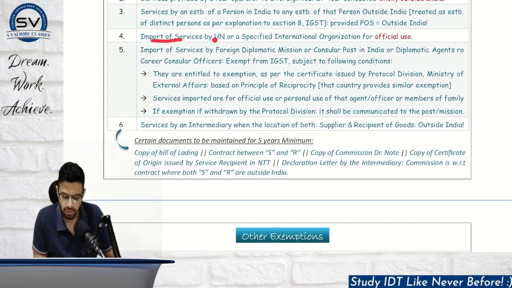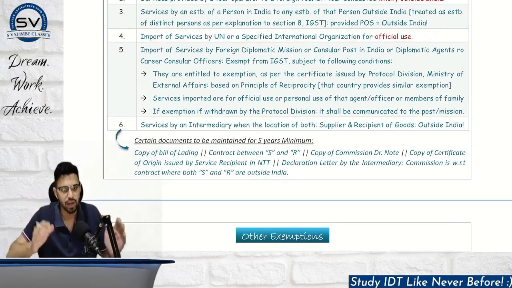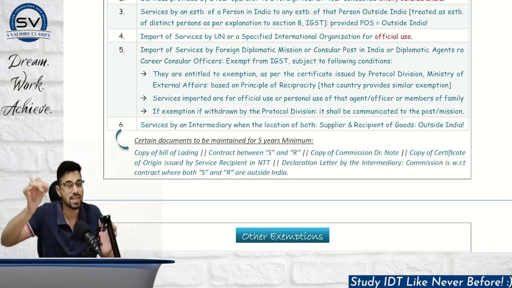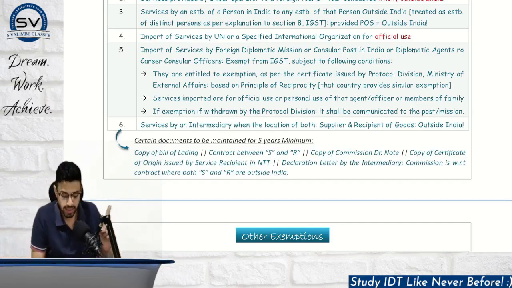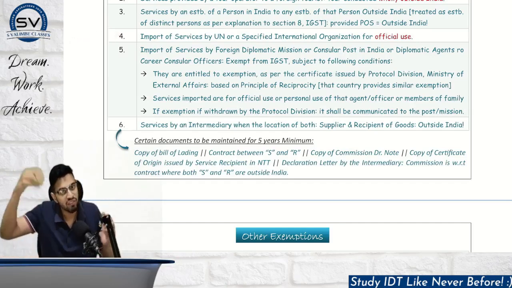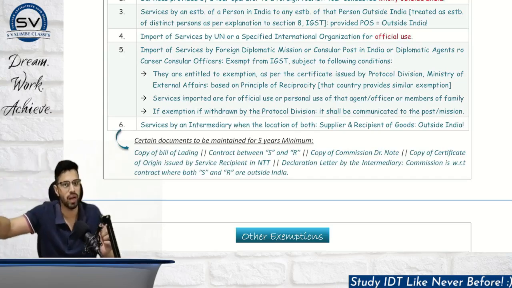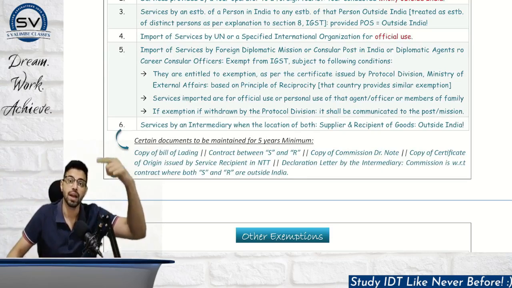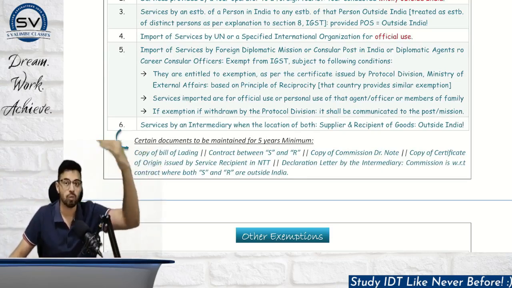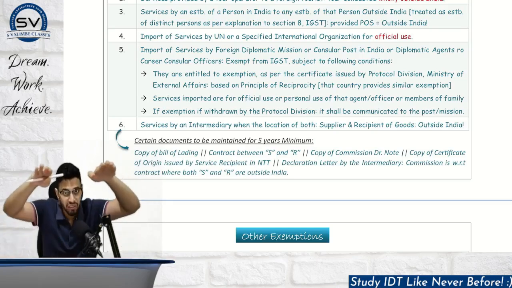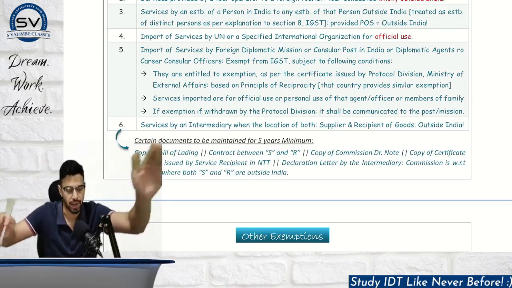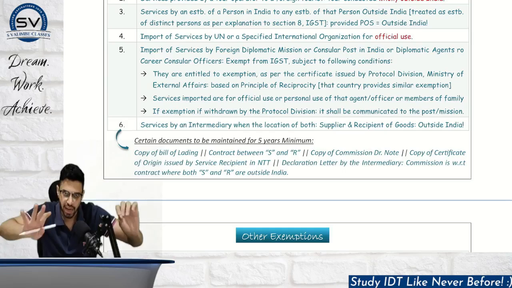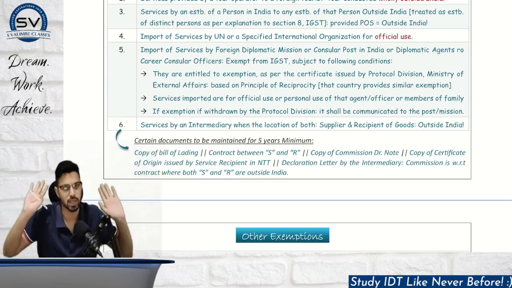Okay. Import of services by UN or specified international organization for official use. Now please understand, when UN or a specified international organization avails services from India, it has to pay GST, but it is given as a refund. You know the concept of unique identity number, UN holders. So refund is granted when service is taken from India. But what about when services are taken from outside India? If services are taken from outside India, exemption has been granted. So the final picture is the same for both cases, regardless of whether the supplier is in India or outside India. If the supplier is in India, pay GST, get refund. If the supplier is outside India, no GST, exemption has been given.